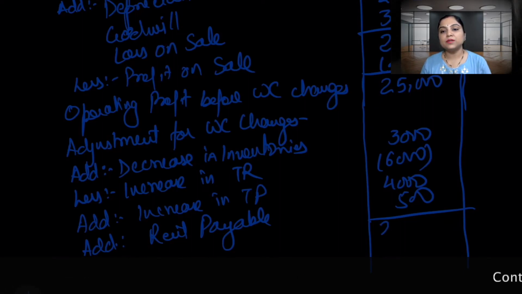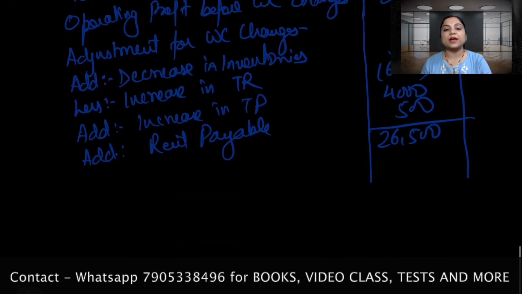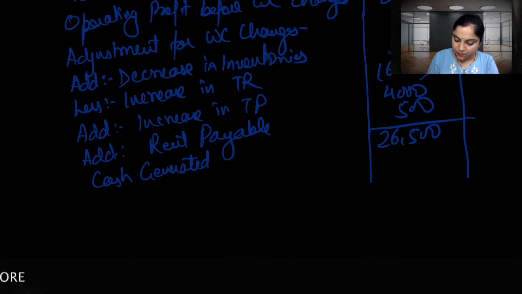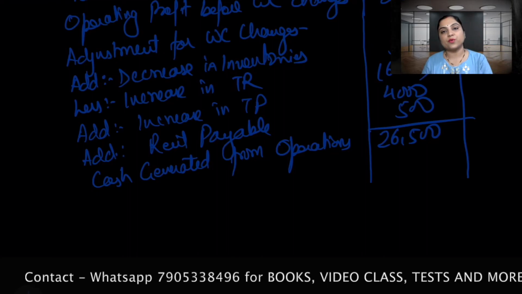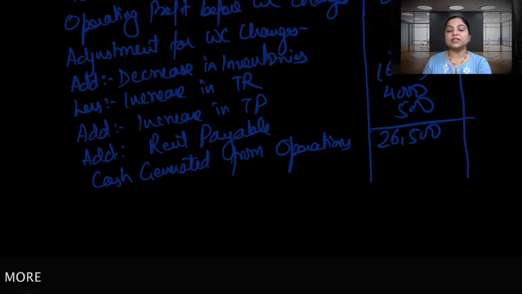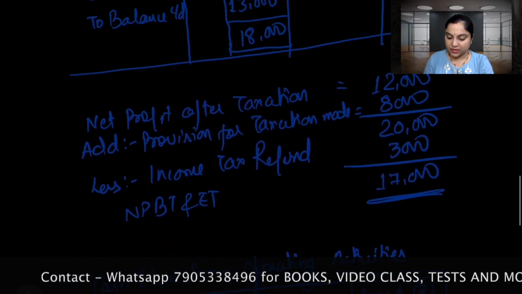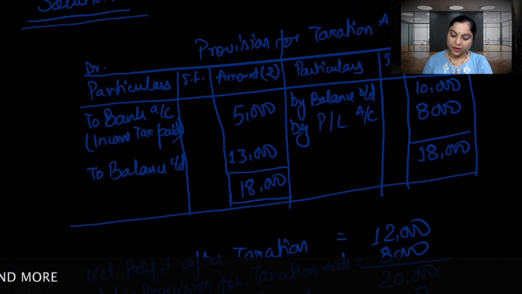We have 26,500, right? We have 26,500 as cash generated from operations. Then we adjust our income tax provision. Sorry, income tax paid during the year, which you calculated in your ledger. How much did you pay? 5,000 you paid.